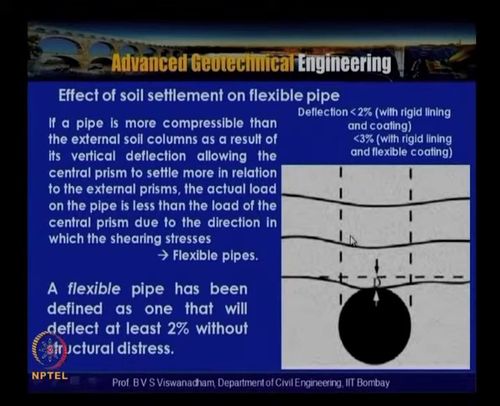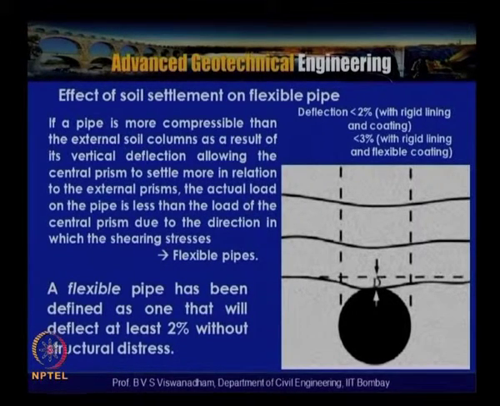Now consider the flexible pipe. If the pipe is more compressible than the external soil columns as a result of vertical deflection, allowing the central prism to settle more in relation to the external prisms, then the actual load on the pipe is less than the load of the central prism due to the direction in which the shearing stresses are acting. This type of pipe is called a flexible pipe.